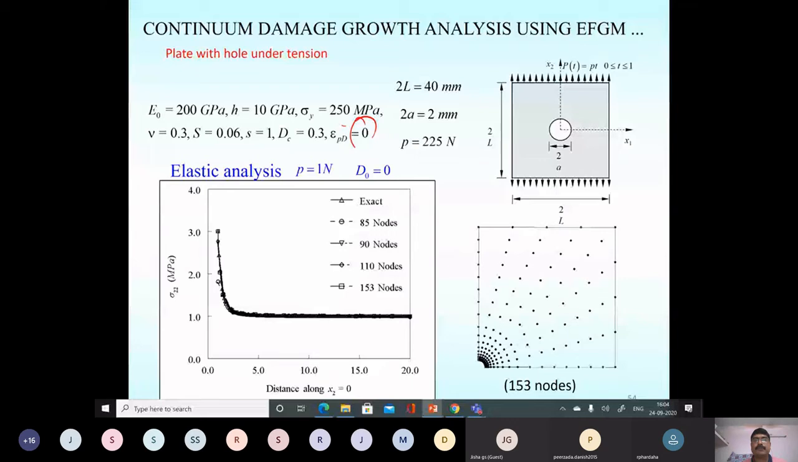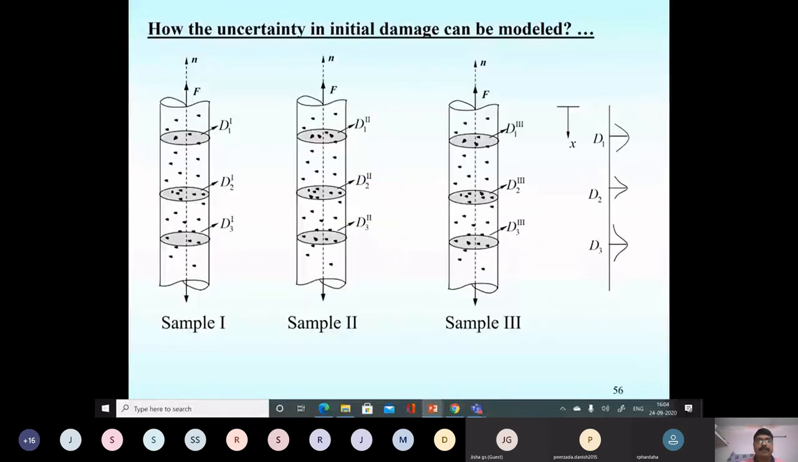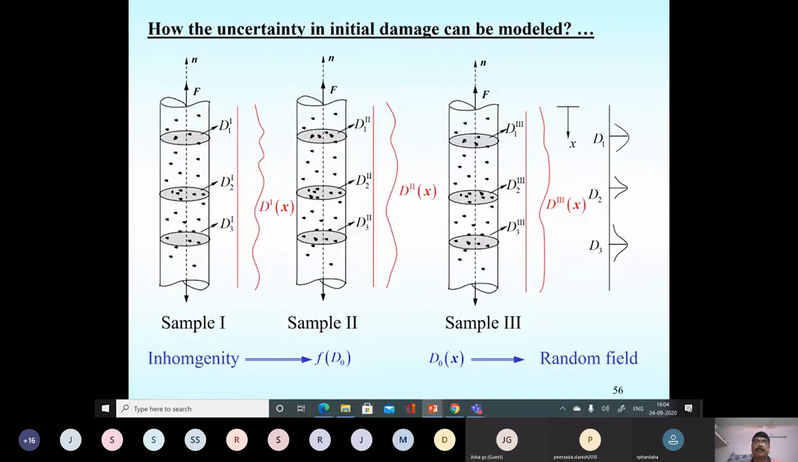Now when it comes to stochastics, this is what I was telling. When I take a particular cross section, I have d1, d2, d3 different values, and I can represent these using a histogram and a density function. If I take a different section, again you have a different histogram. So finally this is going to be a function of x, and it is random in nature. So basically you are modeling inhomogeneity using this. We call this a random field, and you don't have an explicit expression, so that makes your life complex.